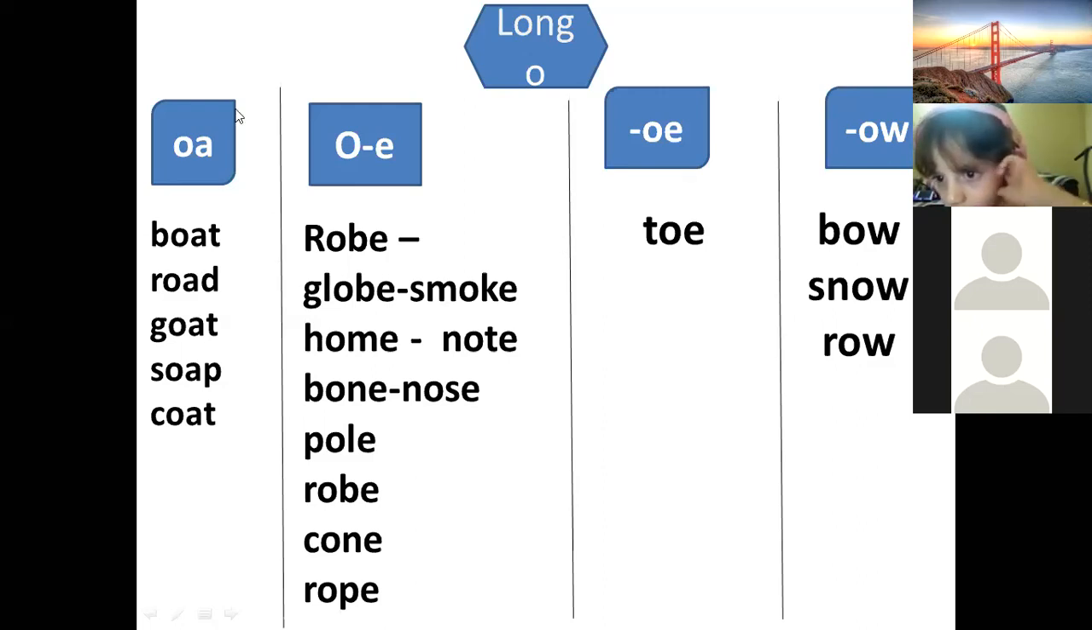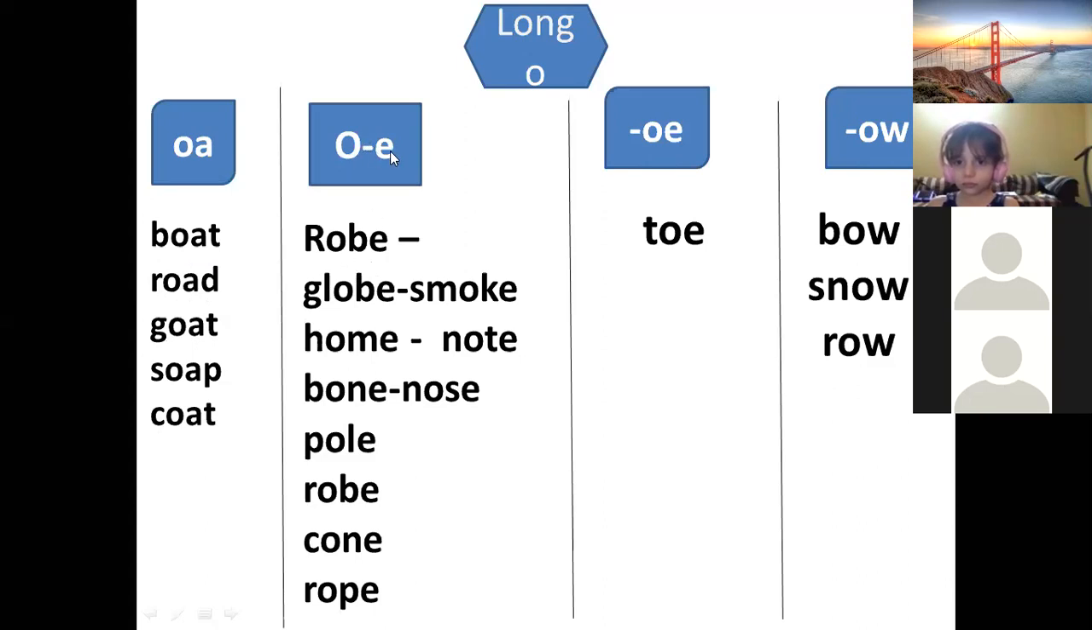Can we start with O and A closed? Can you start? Follow my arrow, okay? I just have to point it, you can read. Start reading. Boy. Rod. Got. Stop. Coat. Rawad, are you with me?